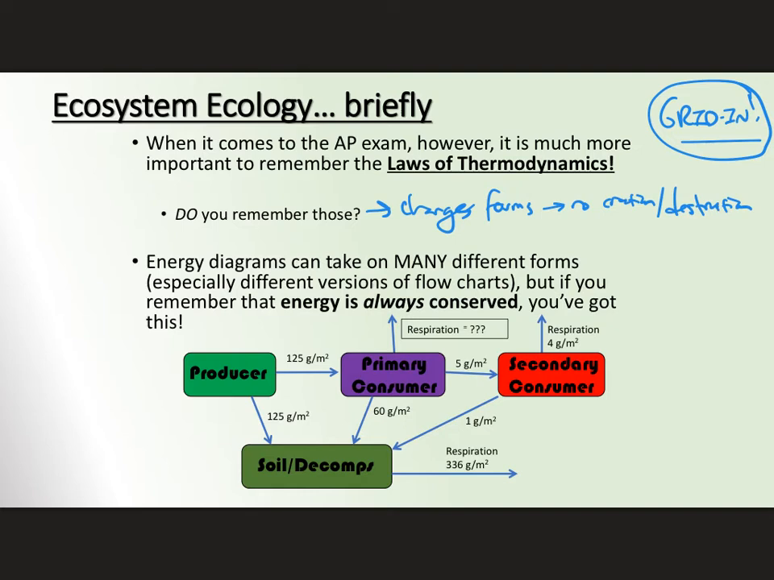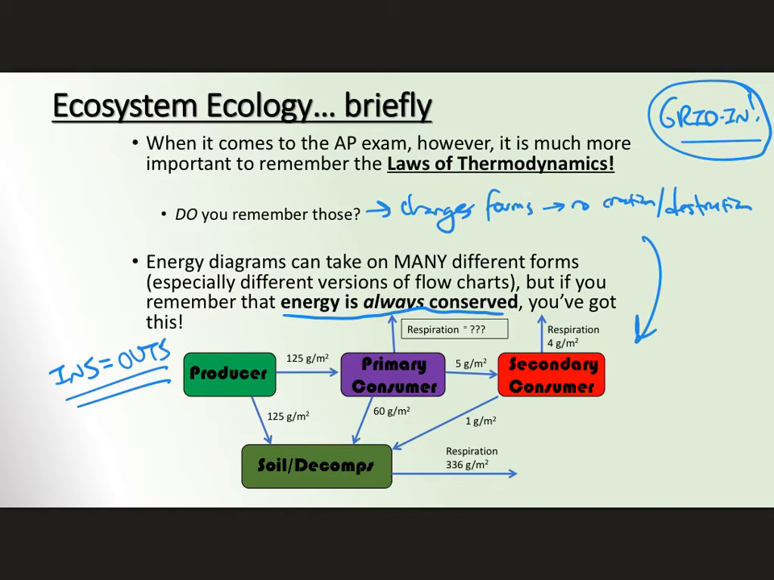So this gives rise to these flowcharts. They might look a little bit different than this, but a lot of times in the grid-in section, or as part of a free response, they like to throw in something like this. If you remember that energy is always conserved, which is the other term for the first law of thermodynamics, the law of conservation of energy, then when you look at a flow chart like this, you just have to remember that the ins have to equal the outs. So then you just follow the arrows.